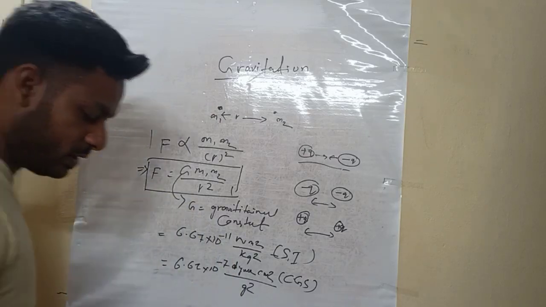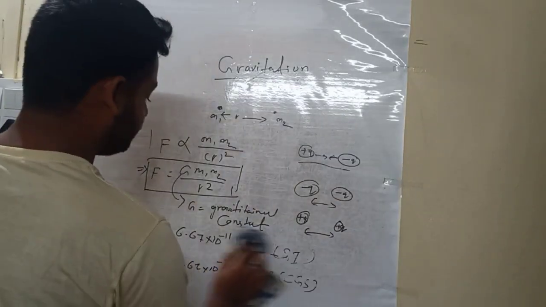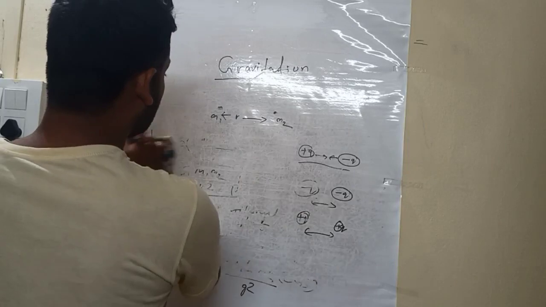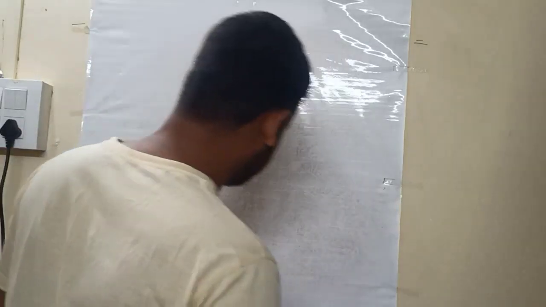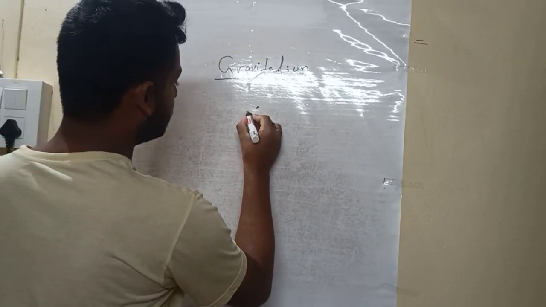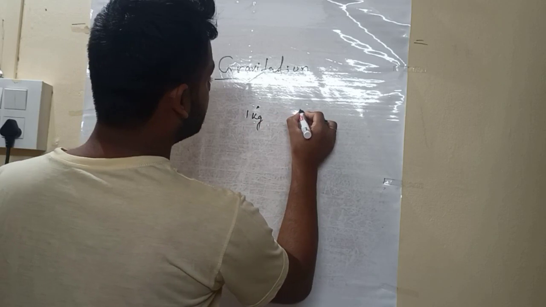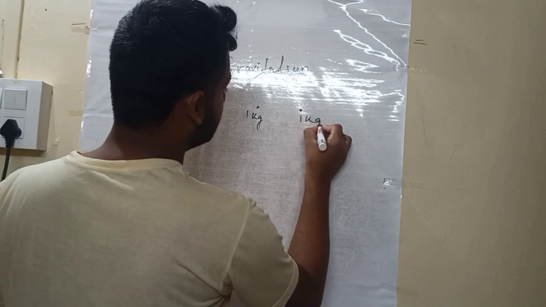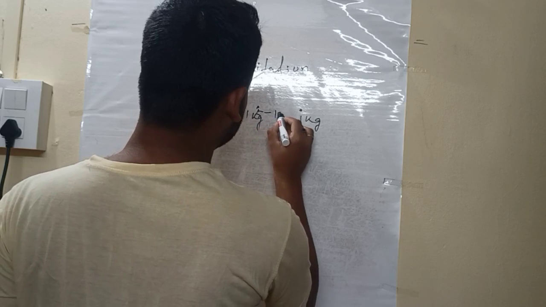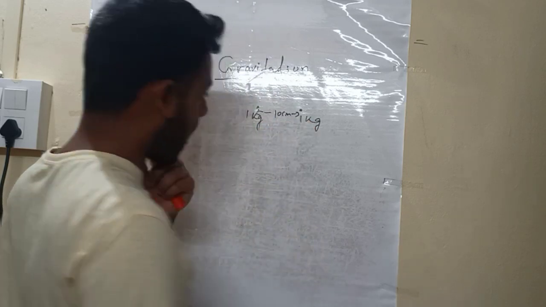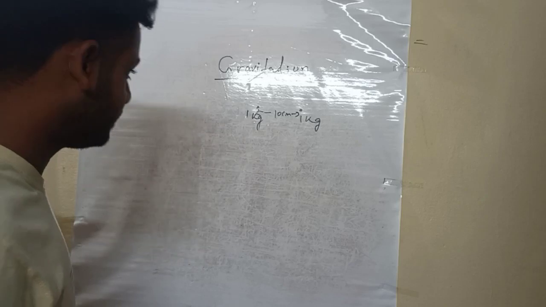Next we will come to one concept. We got to know the formula. Now we will get to know the force. Suppose one problem is there. This is 1 kg and this is 1 kg, and they are at a distance of 10 centimeter. They are point masses.